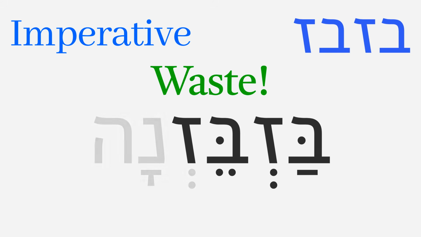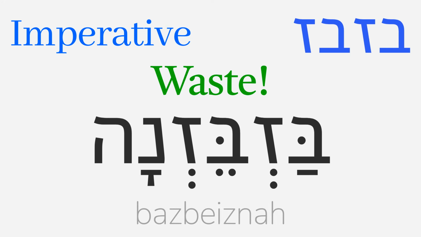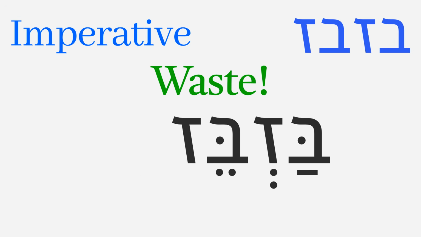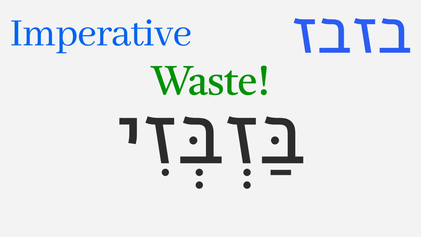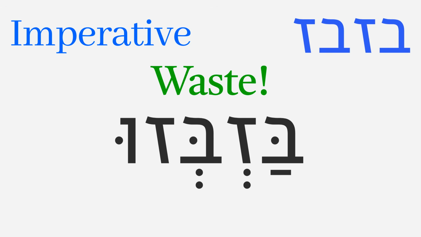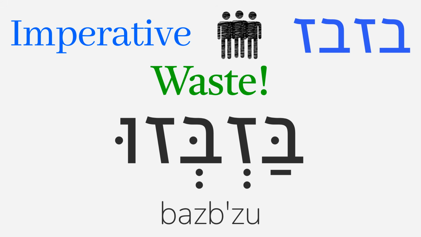You can add na to this to get bazbezna, waste, commanding a group of women. If you take bazbez and shorten the tsere to a schwa, you can add e to make bazbazi, waste, commanding a woman, or add u to make bazbazu, waste, commanding a group of men or a mixed group.